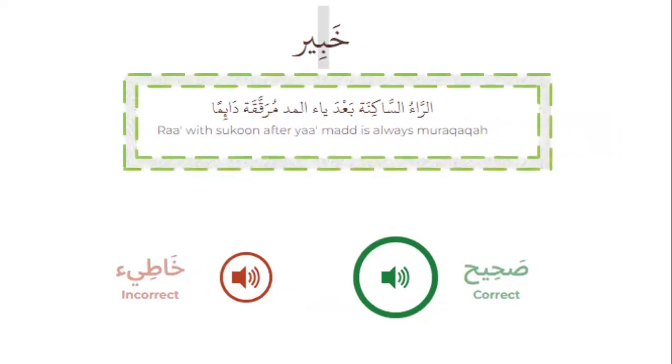Ra with sukun after yamad is always murakkaka. Example, khabir. Not khabir with a heavy sound, it's light. Please repeat, khabir.